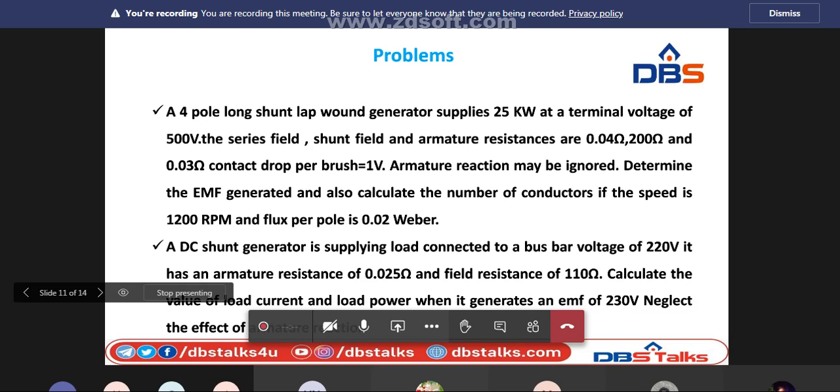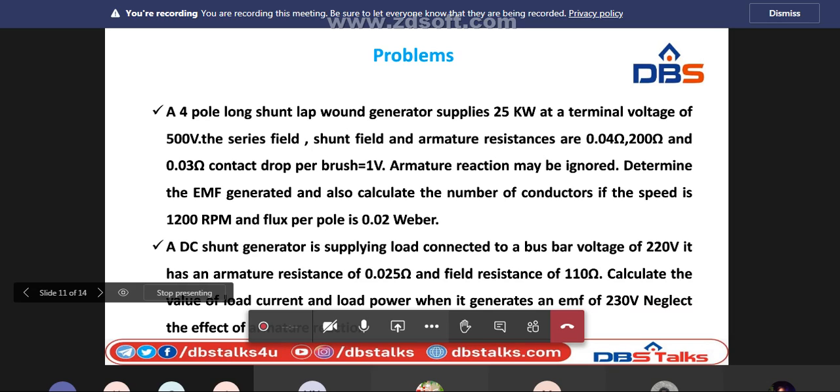A 4 pole lap wound generator supplies 10 kilowatt at a terminal voltage of 200 volts, and the series field, shunt field, and armature resistances are 1 ohm, 100 ohms and 0.1 ohm, right? It delivers a load of 4 kilowatt, not 10 kilowatt, and allow 1 volt for brush drop. Calculate the generated EMF and flux per pole. Easily determined, same ditto problem, right?